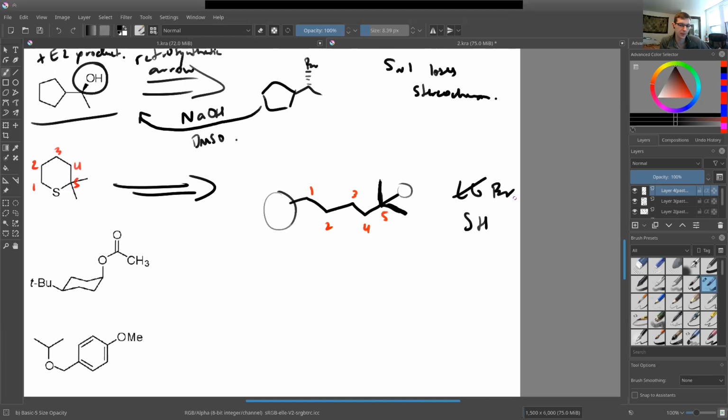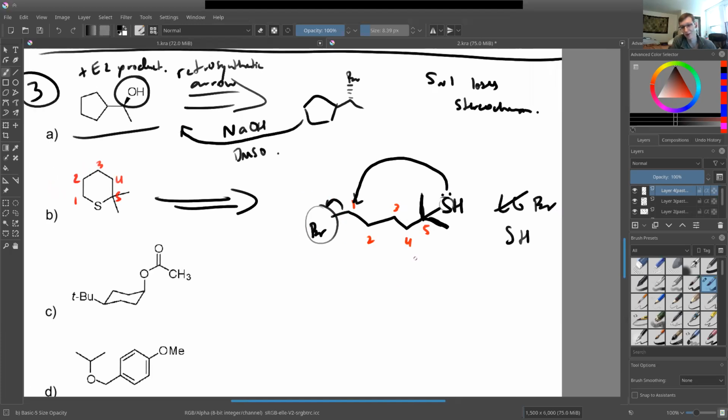Maybe the bromine should be on the left-hand side and the sulfur can be on the right-hand side so it can close the ring with its lone pair. Yeah, so if we have the sulfur here, well then we can go here and then we can get SN2, right? This is a nice reaction. In fact, this is a pretty favorable reaction. This will happen pretty easily, all right?